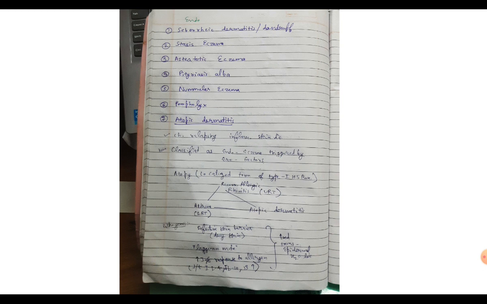Next is asteatotic eczema. Its synonym is eczema craquelé. It mainly affects the older age group. There is decreased skin surface lipid due to cold and lipid deficiency, also known as winter eczema or eczema craquelé. Here the lesion is itchy, and there are cracks on the skin along with dry skin.